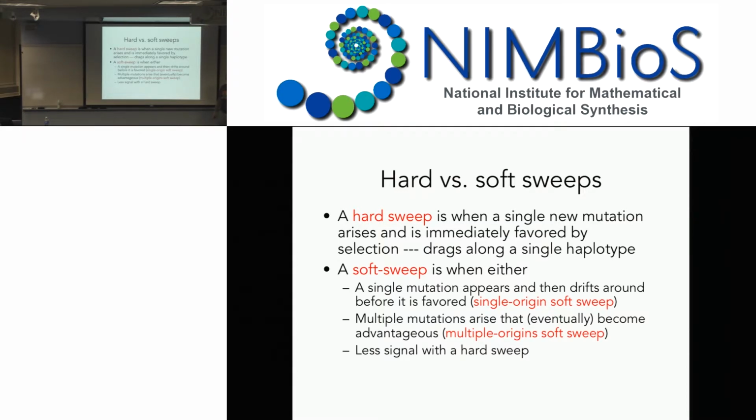The other thing is, you could have multiple mutations that arise during a sweep that are all favorable. And again, that spreads the signal out over several different haplotypes, gives you a multiple origin soft sweep. The bottom line is soft sweeps give you less of a signal than hard sweeps, and a lot of the classic tests that use hard sweep signals will not detect a soft sweep.